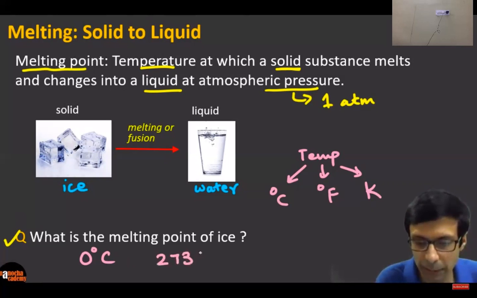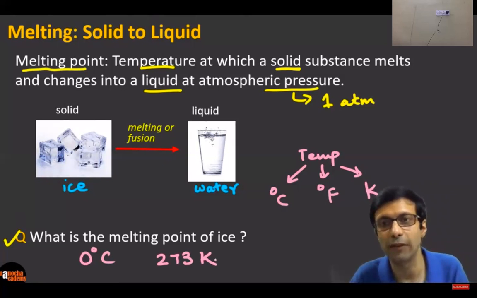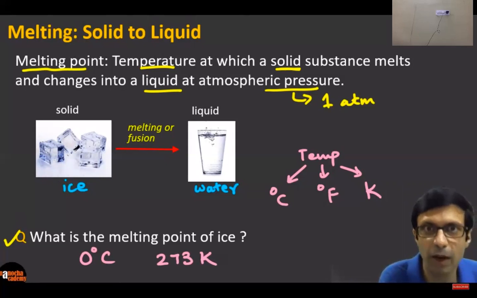So this is the melting point of ice: 0 degrees centigrade or 273 Kelvin. Excellent. That's the correct answer. You guys got it right. Very good. Remember that value.